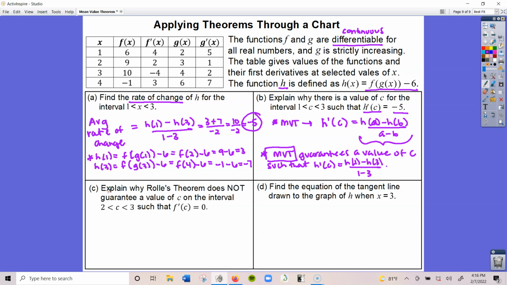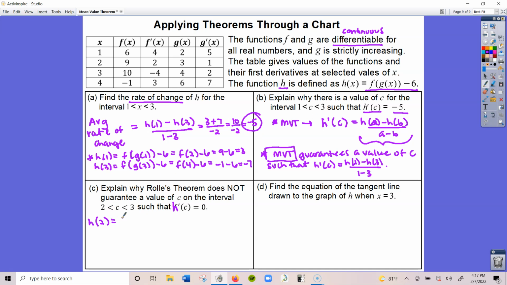Let's go to C. Explain why Rolle's theorem does not guarantee a value of c on the interval 2 to 3, such that, this should be h prime of c is equal to 0. So we already know that h of x is both continuous and differentiable. So those two conditions have been satisfied. The third and final condition for Rolle's theorem is that h of a must equal h of b. So I'm going to find h of 2.